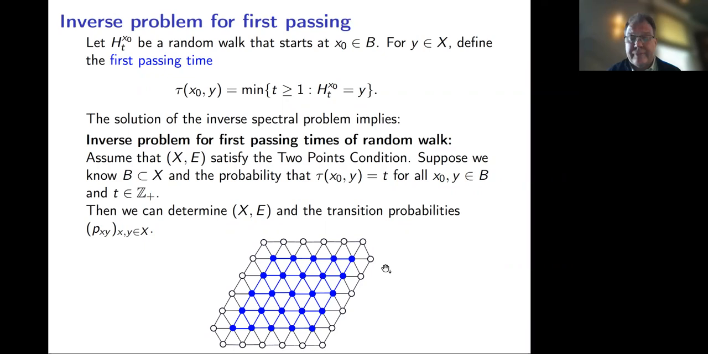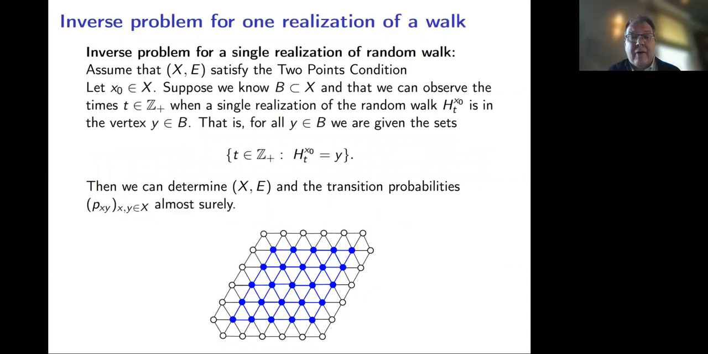A very similar problem for random walks is that we consider a single realization of a random walk, but over infinite time. We again assume that the graph satisfies the two point condition. Then we take any node x0 and send a random walk to go around here, and we observe all times when it comes to some boundary nodes. This can be considered like a chess piece that is jumping back and forth. When it is in these blue nodes, it is invisible. When it passes some of these white nodes, it becomes visible. And we see all the times when the random walk has arrived at the boundary, and we know where it is and when it was there.